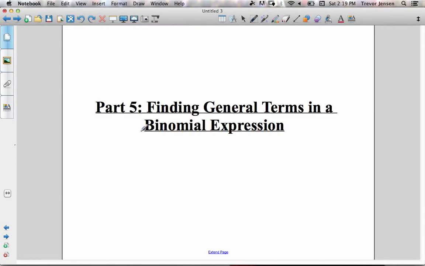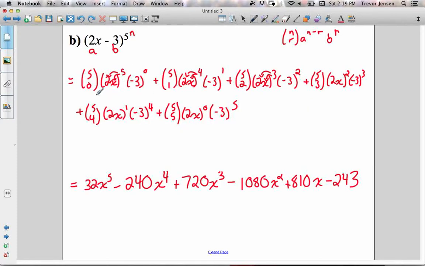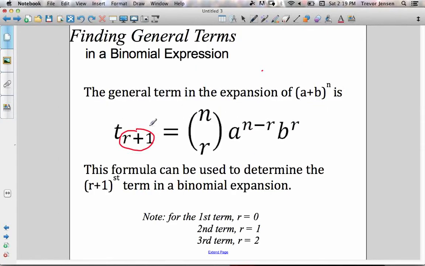If we look back at our expansion, to get the first term, the r value is 0. To get the second term, the r value is 1. To get the third term, the r value is 2. The r value is always 1 less than whatever term you're trying to find. That's why, to find term r plus 1, we do this.